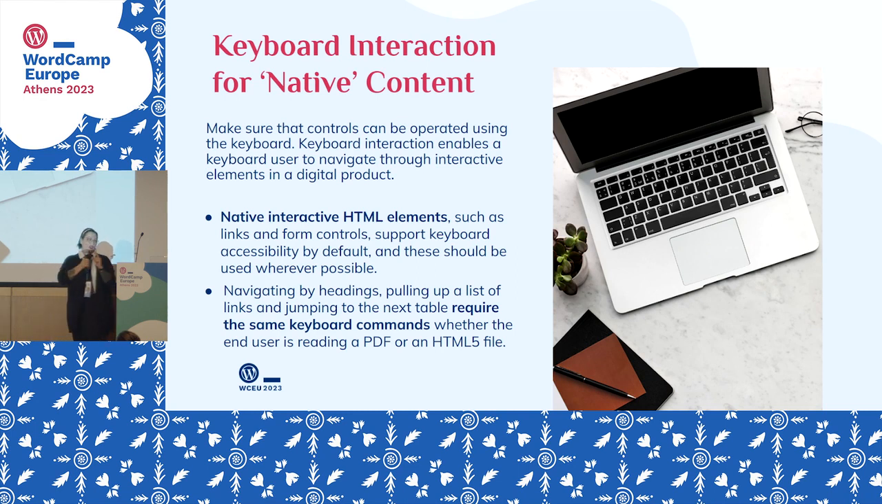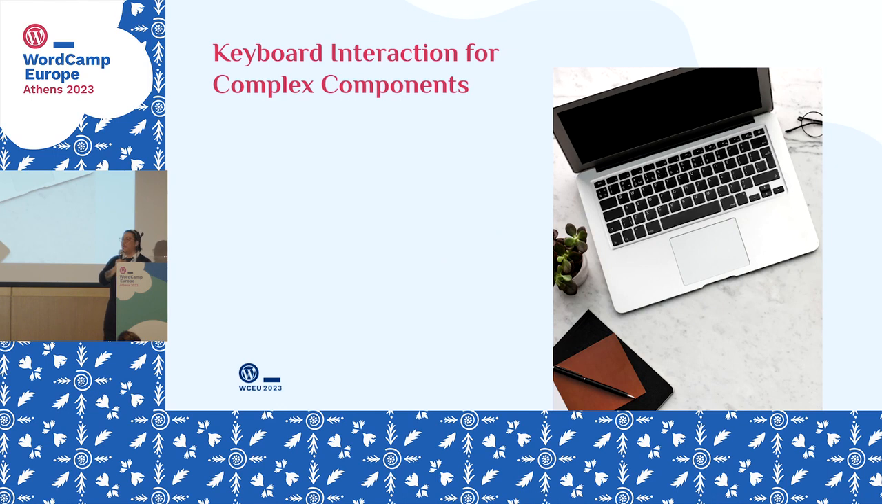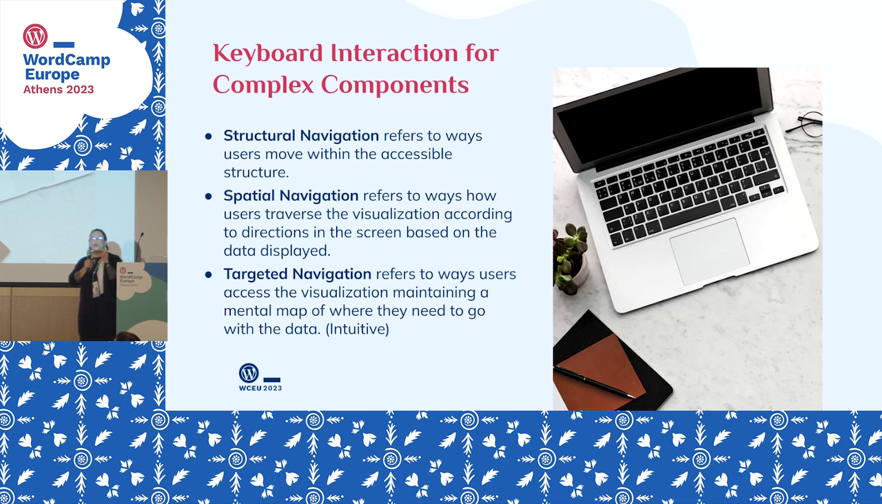But what is going on when we have complex components? When we have graphs, when we have different types of visualizations, or now with the customized or the extremely customized interactions that we provide with our products, right? So what are the three things that we need to keep into consideration? You need to keep into consideration the structural navigation, the spatial navigation, and the targeted navigation.